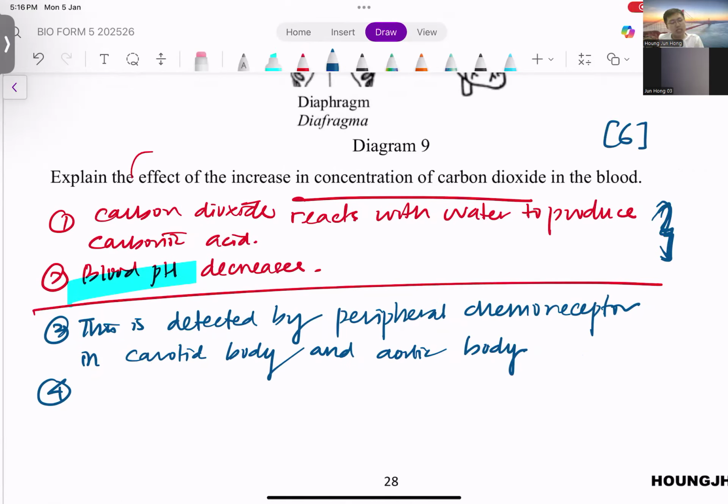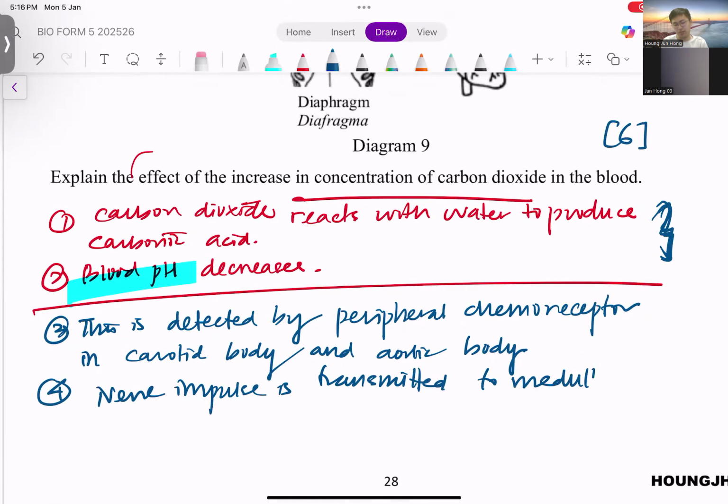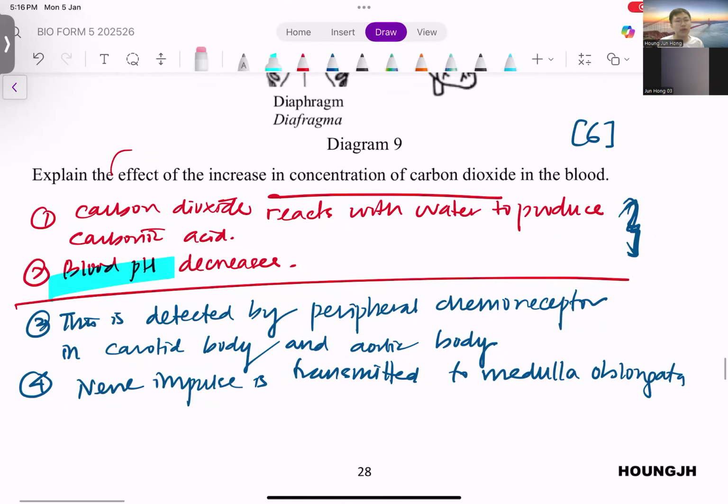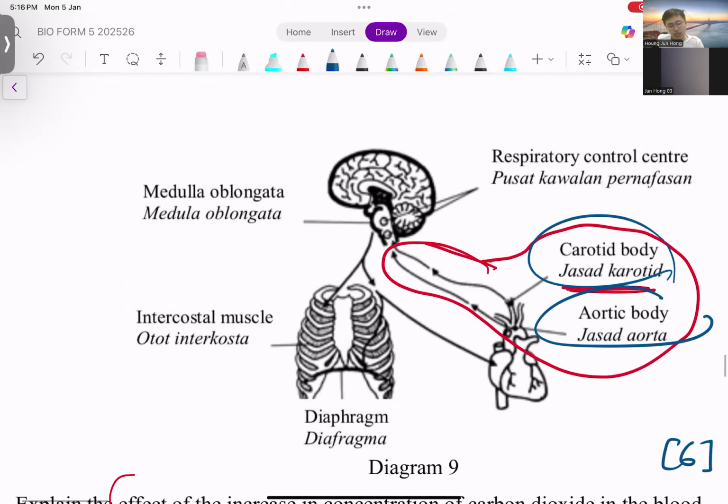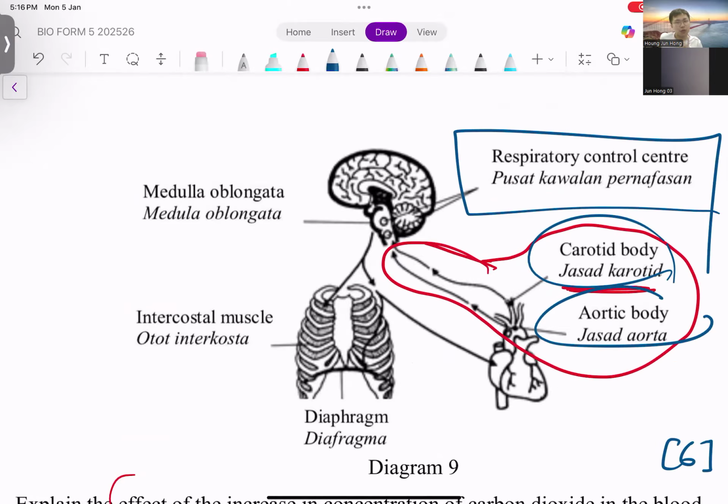Now, when you detect it, we have to transmit. So nerve impulse is then transmitted to your medulla oblongata. And as a brain, you are supposed to control what happens next. So what happens next? You should then know, you need to send it to your actual effector. Who's the effector here? You have the control center. And I think over here, they give you specifically for respiratory.